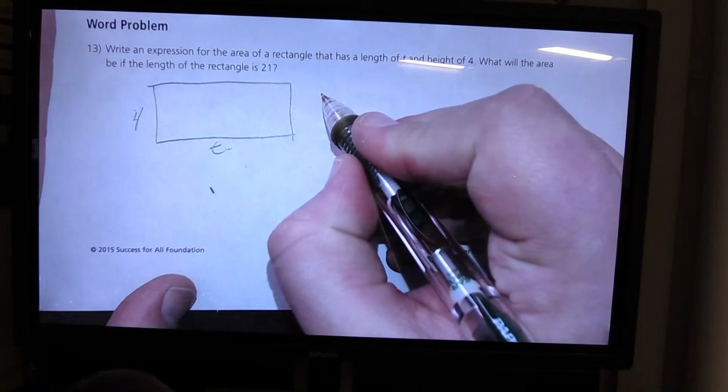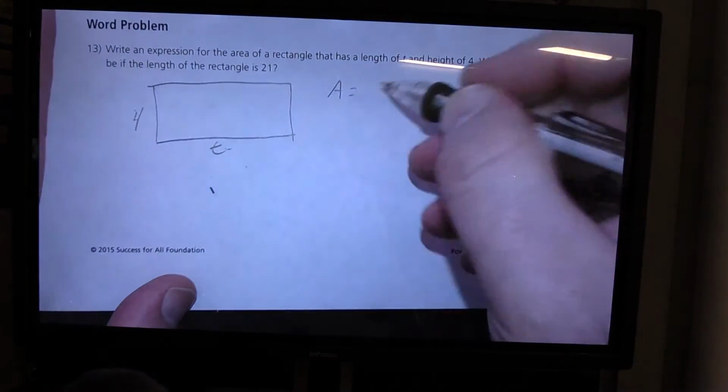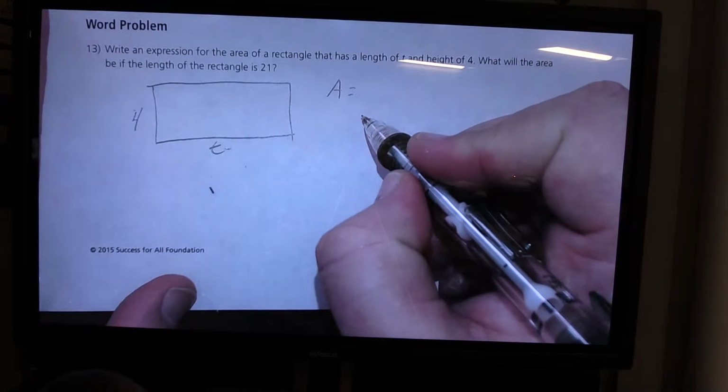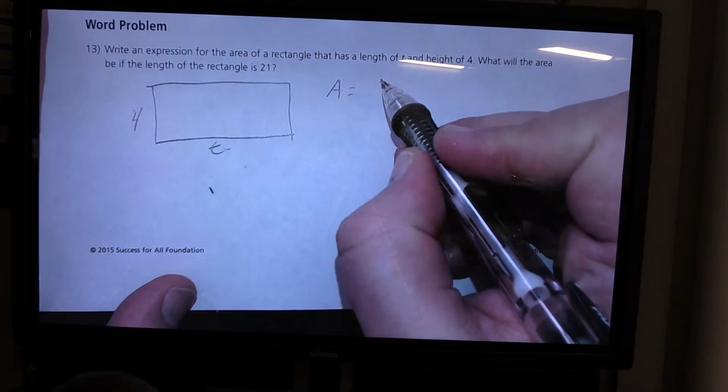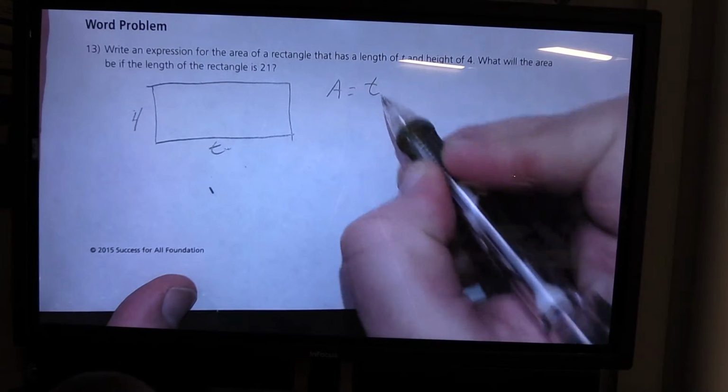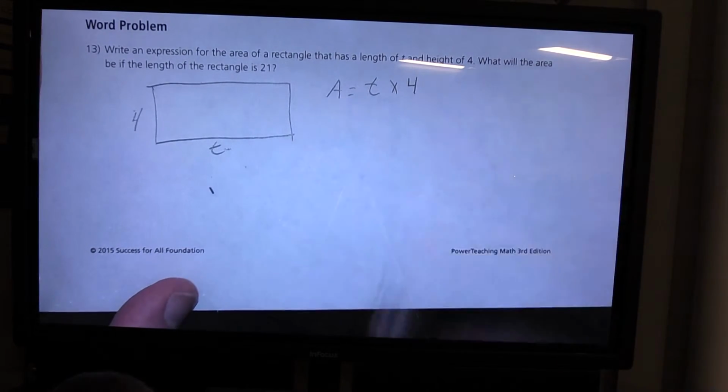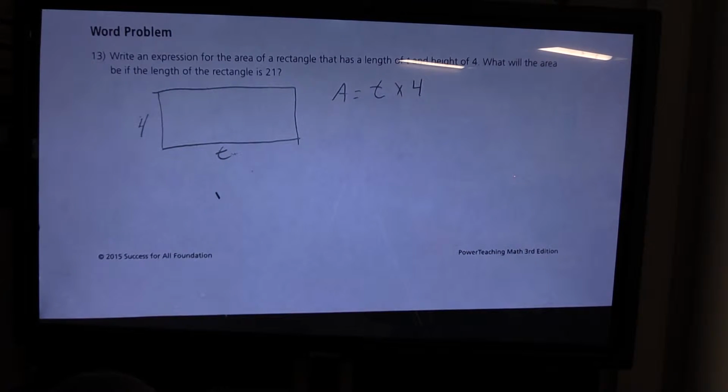So to find the area of a rectangle, you'd say area equals base times height, length times width. In this case, they've got length and height. So the length is t times 4. Now, if I just wrote it out exactly the way they state it, that's what I would have. But there's a whole lot better way to show t times 4. Now, the way this is, we have two terms. We have t and we have 4.